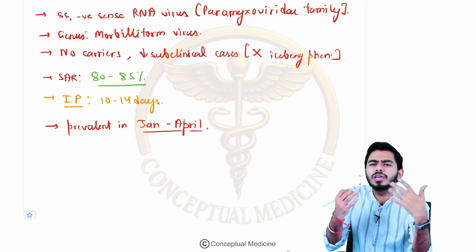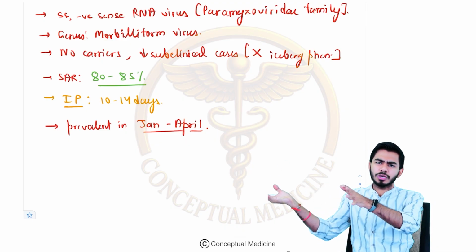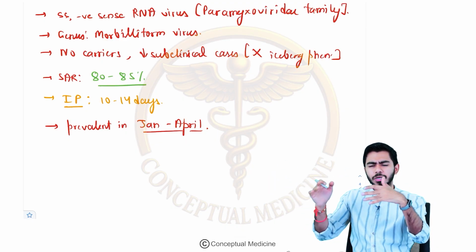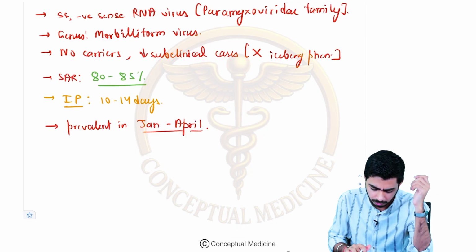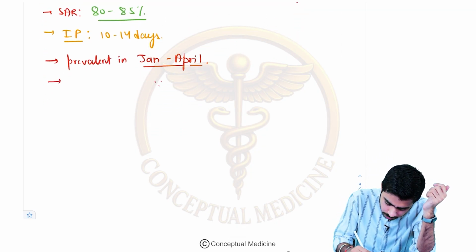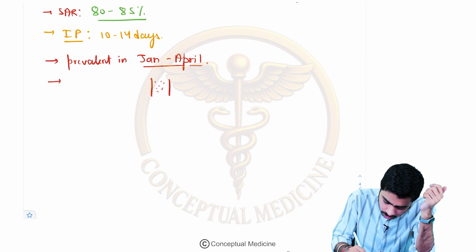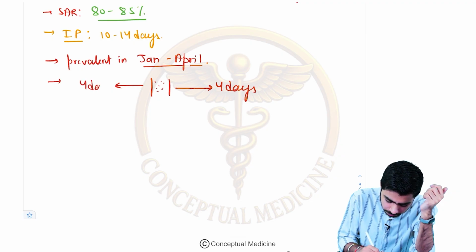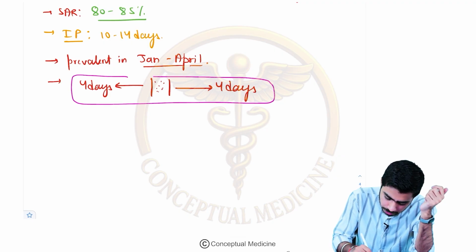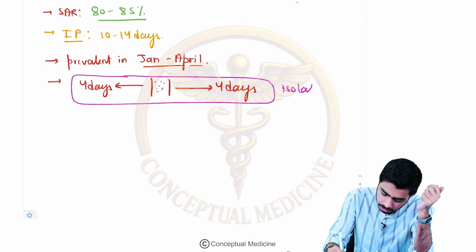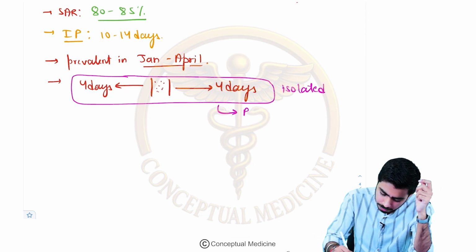Next thing, what is the period of communicability? Period of communicability means before the rash and after the rash, that is, for how many days the patient has to be isolated. So I would say 4 days before the rash and 4 days after the rash. For example, suppose these were the rashes. So 4 days before the rash and 4 days after the rash, in this particular time the patient should be isolated. This is the period of communicability. I hope you got this point, right guys?